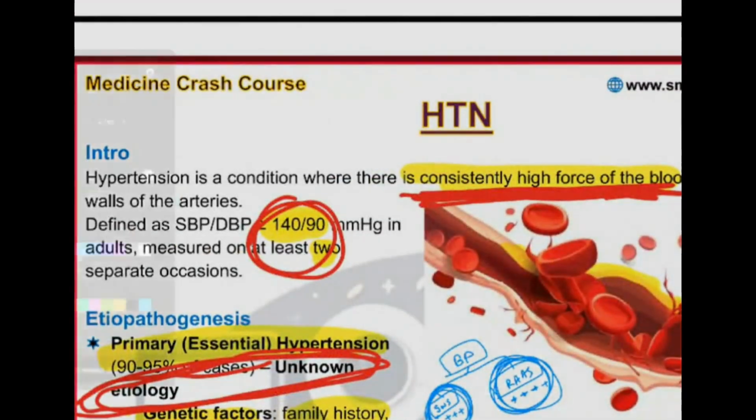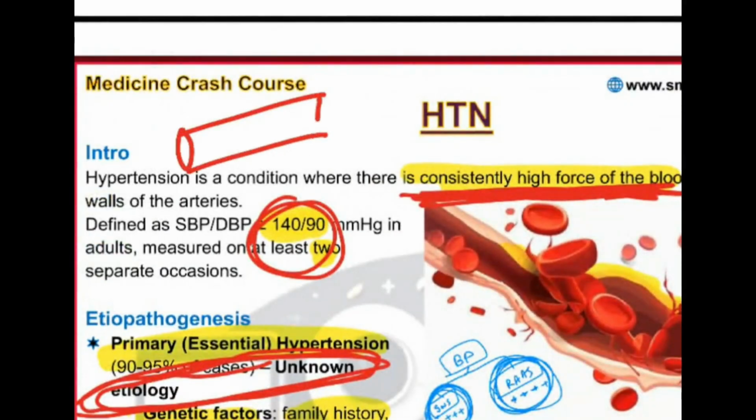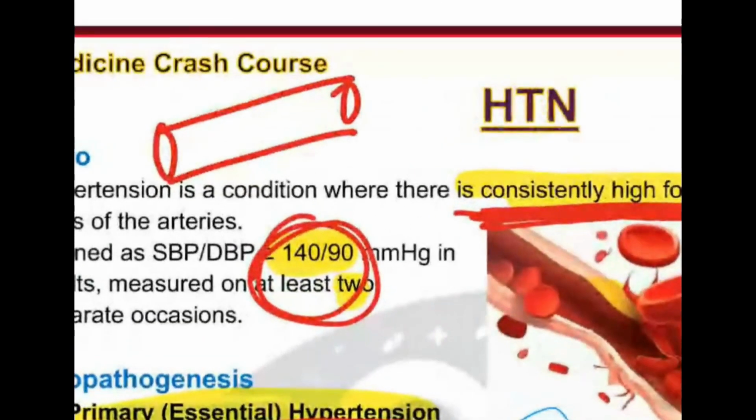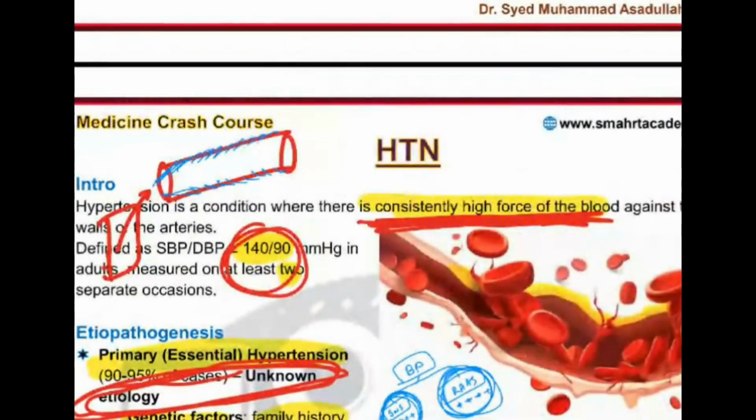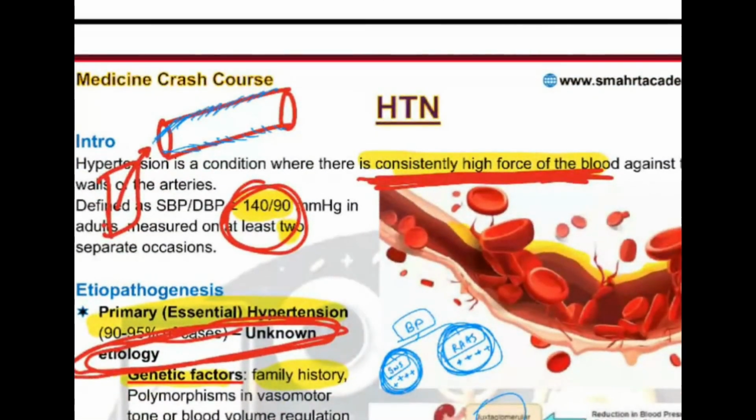So this is my blood vessel. I'll draw one blood vessel. See, this is my blood vessel. So the problem is, as soon as the blood gets ejected from the heart, it is getting ejected at high pressure and it is consistently hitting the walls of the artery. So due to chronic hitting, what will happen? The wall of the artery becomes weak. So all the complications or clinical presentations of hypertension will be because of this only.